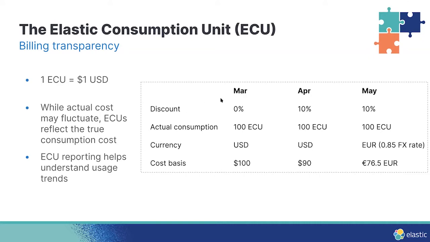So if you're a customer over the course of March, April, and May, as in this example, you may start as a monthly customer and consume 100 ECUs, which is going to be exactly $100 worth of capacity within that month. But you may sign a contract in April that grants you 10%. In this case, you're still going to consume exactly the same, but your cost base is actually going to be just $90. And if the next month you're doing an add-on and buying some more ECUs, this time in euro with 10%, then your cost base is going to be 76.5.